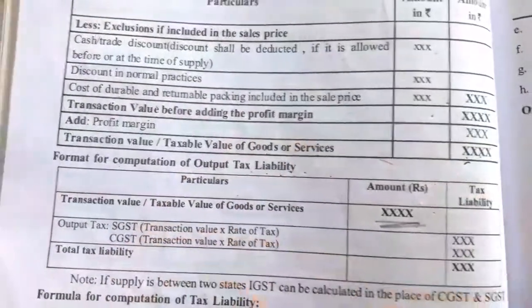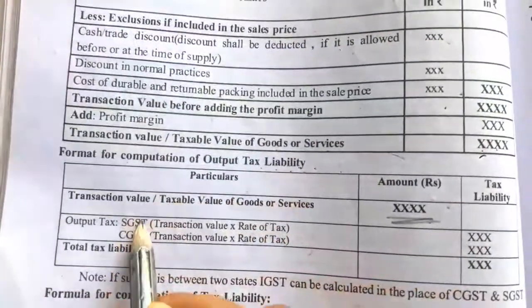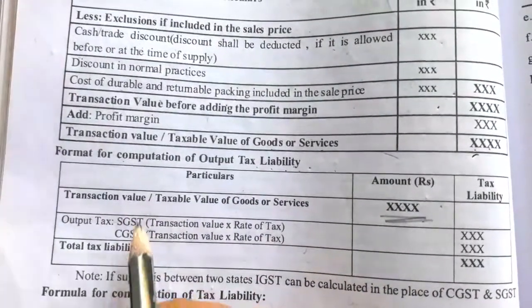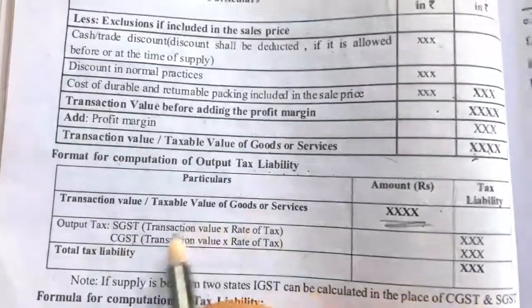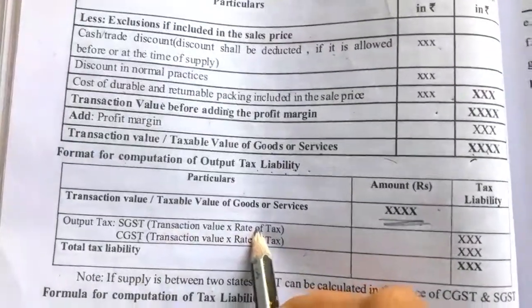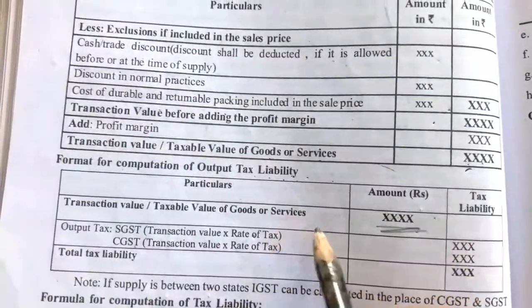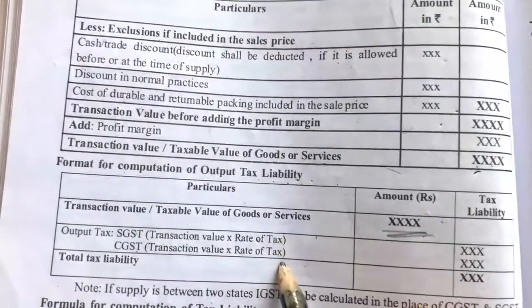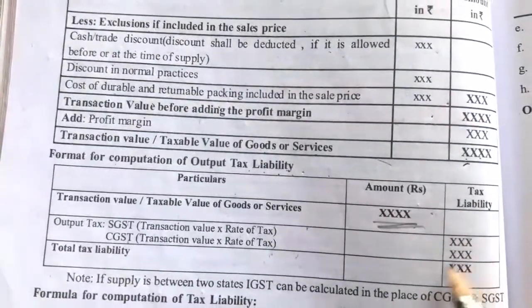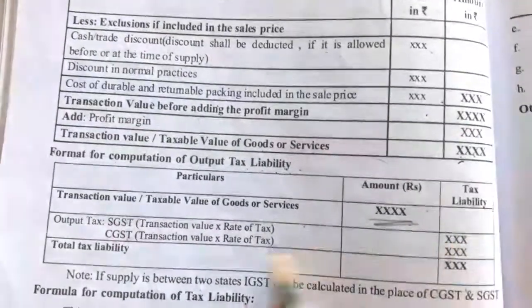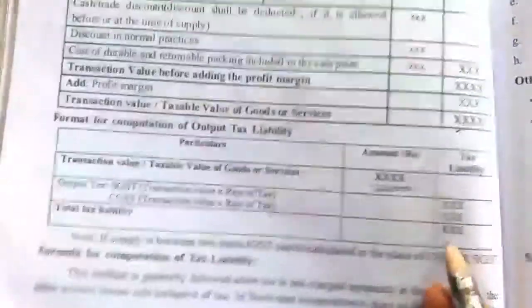So if the supply is made within the state, then we have to take SGST and CGST. So the transaction value into the tax rate applicable for that particular supply, that we have to take. If it is 12%, then we have to take 6% each. So that is nothing but the tax liability or the GST payable. So this is the total tax liability.